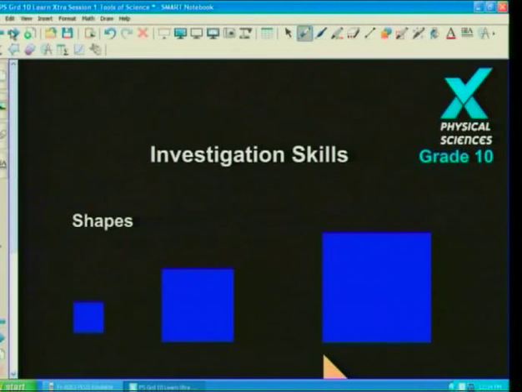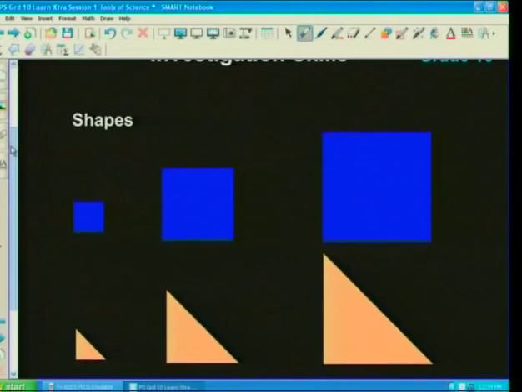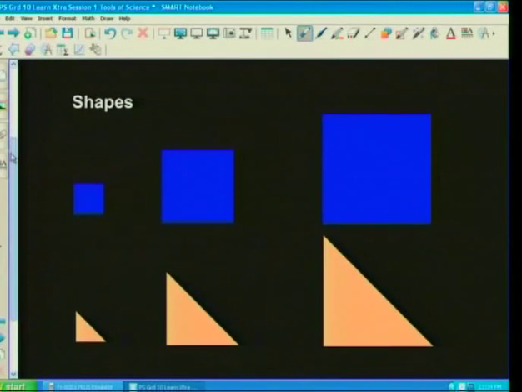The first thing that I'm going to do is put in front of you these shapes. And I'm going to say to you, take a few moments, have a look at those shapes, and think about them. What do you notice about them? How would you describe them? How are they different? How are they the same? What properties do each of those shapes have?